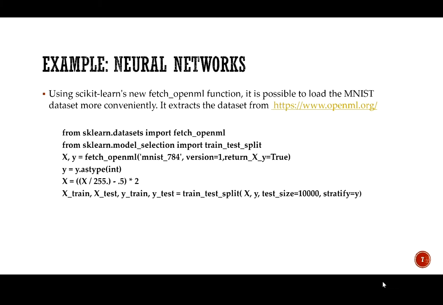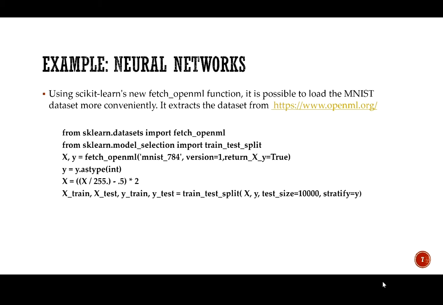Then we import the train_test_split function that we use to randomly split the data into train and test samples. Then we can extract x and y using the fetch_openml, and we change the data type of y to integer. So y.astype casts a pandas object to a specified data type, in this case integer.